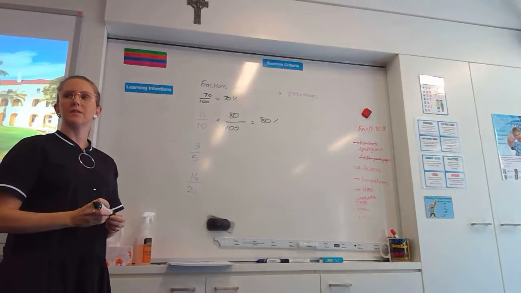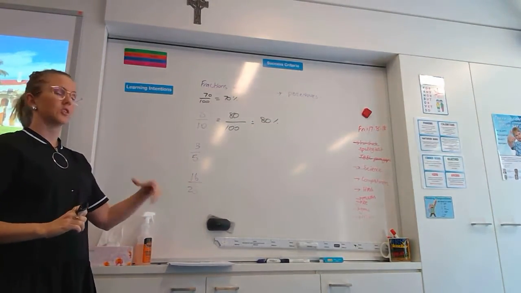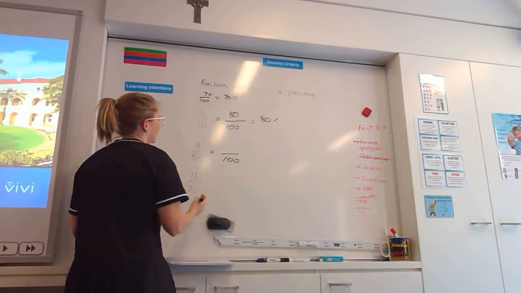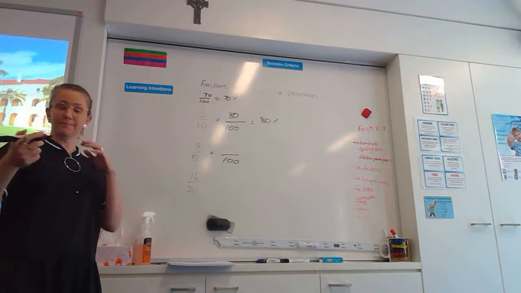Okay, 3/5. We're changing our denominator to 100 and thus changing our numerator. How many times does 5 go into 100? What am I going to times it by? 20. 20?